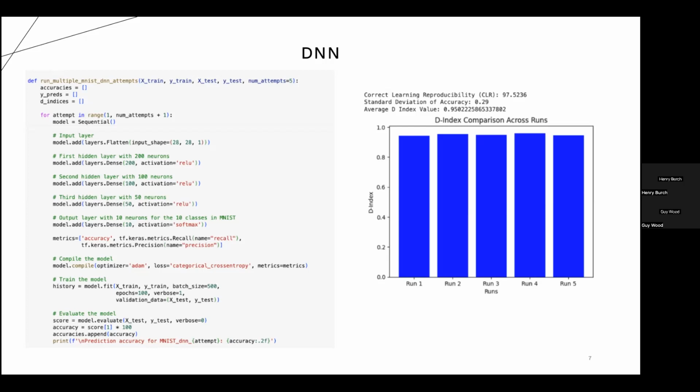So we ran that, and then you can see on the right our results. So we outputted the correct learning reproducibility, or the CLR, which Henry previously mentioned. And then we talked about the standard deviation of accuracy, and then also the average d-index value. So we have in the graph here, this is a graph of the d-index value for all 5 runs. And you can see at the top the average d-index value across the 5 runs.